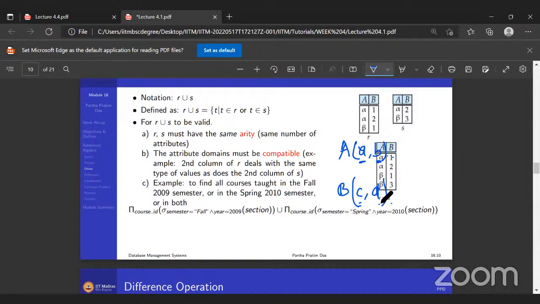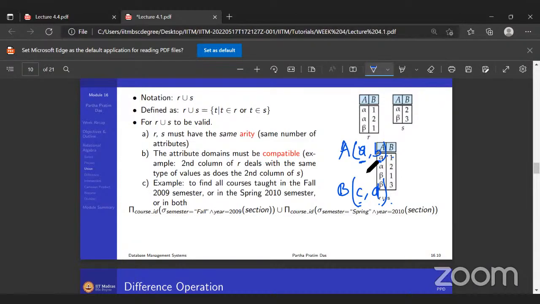So you can perform the union. This is called the arity. No, we call these two conditions union compatibility. Compatibility. Yeah.